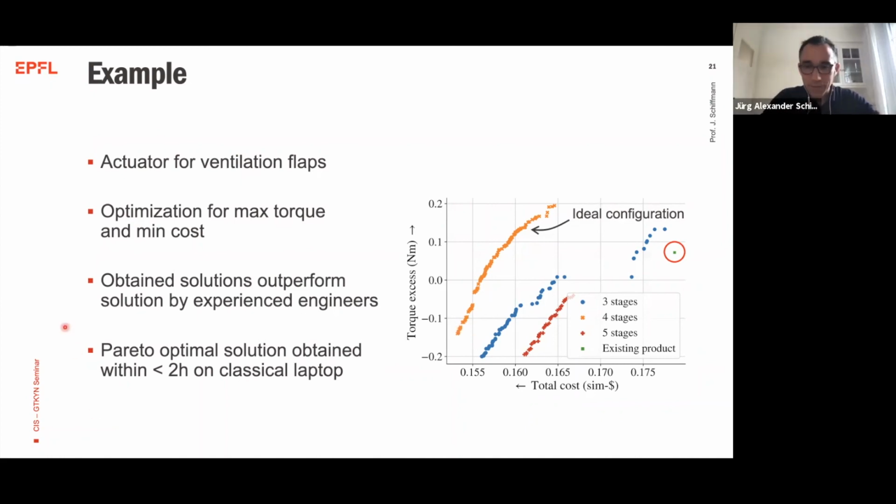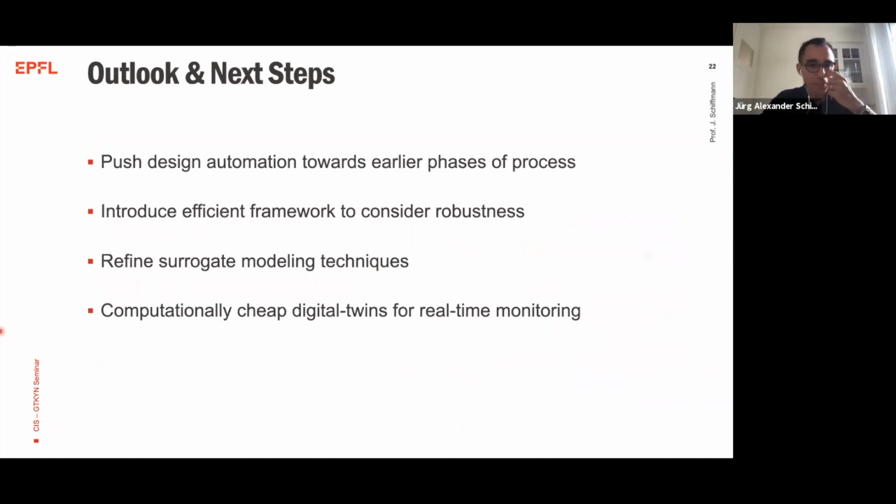Okay, so let me wrap up. What is the outlook and what are the next steps that we're planning? Of course, we want to push the design automation towards earlier phases of the design process. Up to now, we are working on the detailed design phase. We're pushing towards the embodiment, but we're clearly not there. So the idea is to push even towards earlier phases of the process. It's not clear to me how far we can push this exercise.